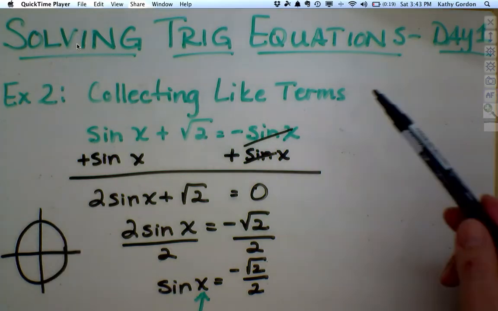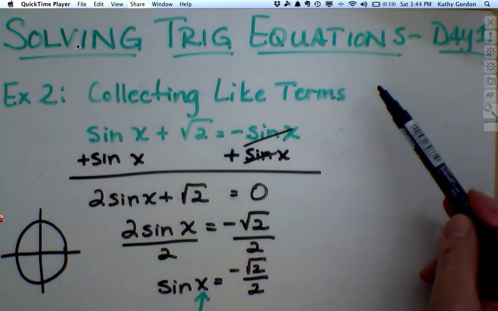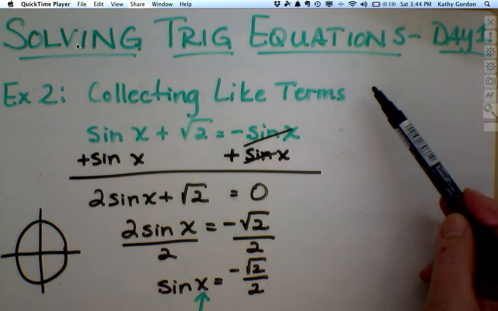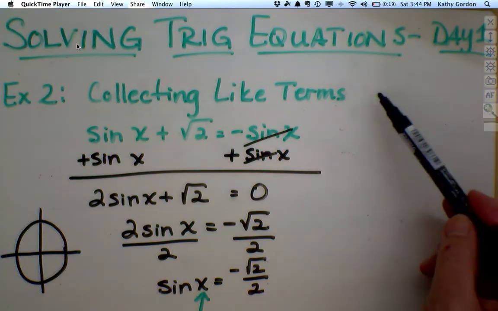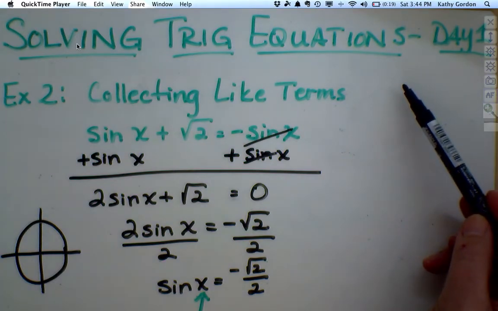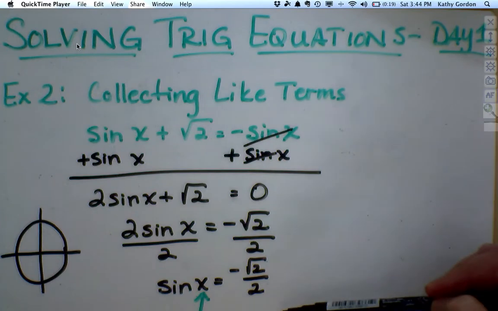So you'll notice I don't have any restriction here about being from 0 to 2 pi. You saw that in example 1, so you were only looking for the answers from 0 to 2 pi. But here I did not give you that restriction. So what do I do with this? How do I get my final answer?